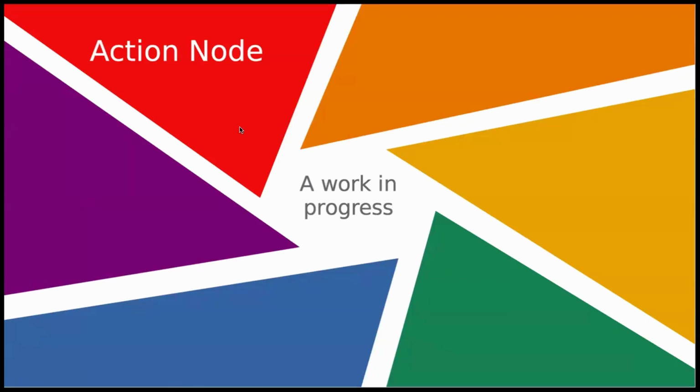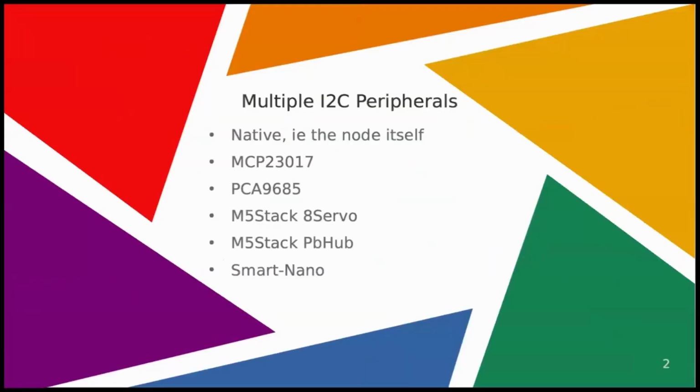So I'm working on what I call the action node, and it's kind of ironic because this uses events much more like CBus does than LCC. So what I'll do is hook up to multiple I2C peripherals.